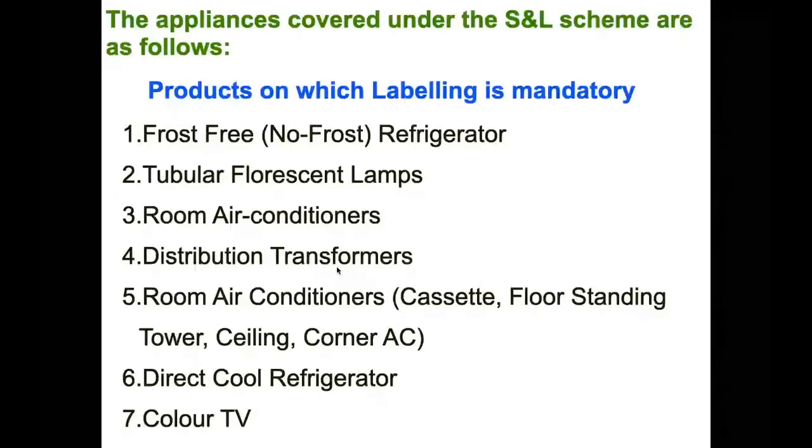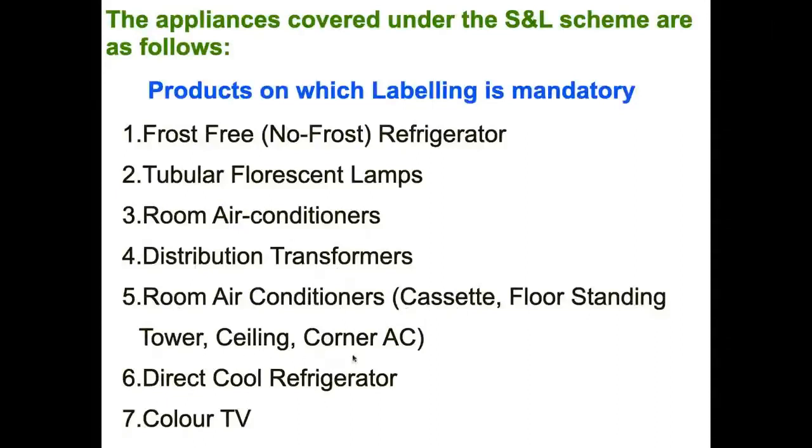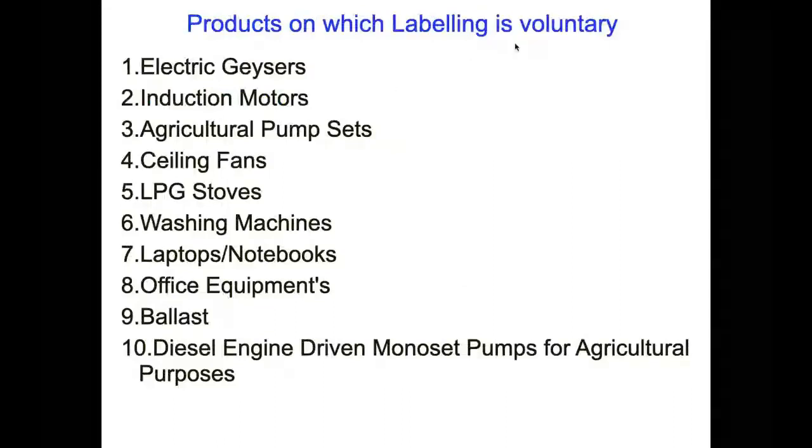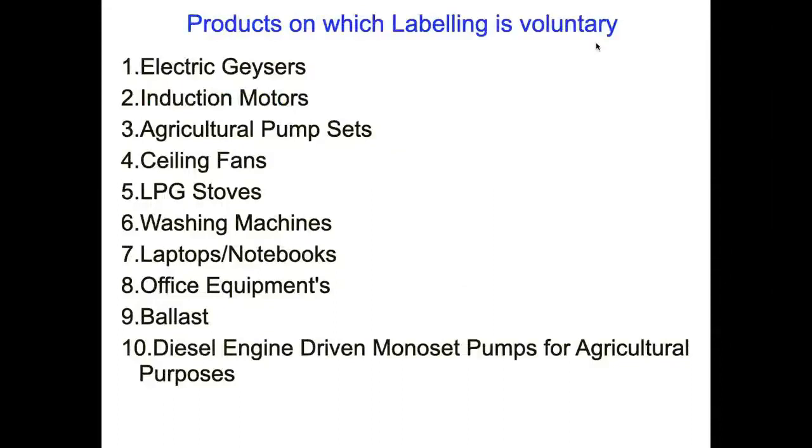And as I told, room air conditioners would include cassette, floor standing, tower and ceiling-mounted ACs, such kind of ACs. Another is the direct cool refrigerator and colored TVs also, that is what we call smart TVs. So it is also mandatory to put a star rating on smart TVs, or you can say colored TVs, right? And there are some products where the label is voluntary, meaning that it is not full time, it is for a time being, right?